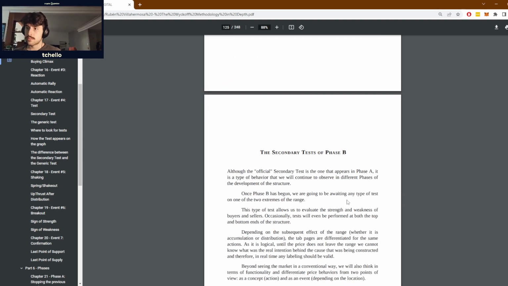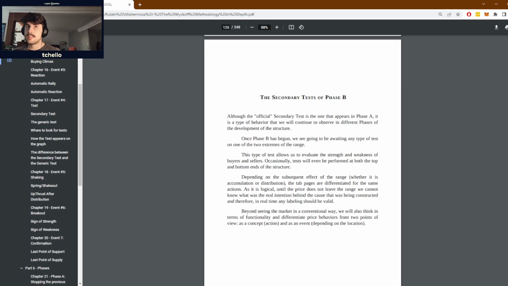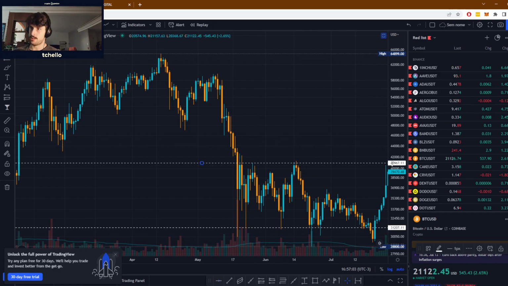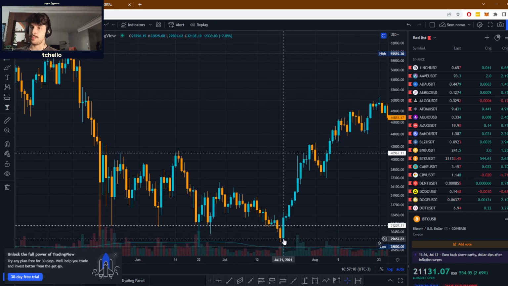And well, the official secondary test might be the one that we see in phase A that determines the end of this specific trend. Once we see phase B beginning, the tests will usually happen between the range that is formed between the secondary test and the selling climax in the automatic reaction. Okay, so it will be mostly in this range, and anything that goes below it, you should think about it. It might be just a trap.